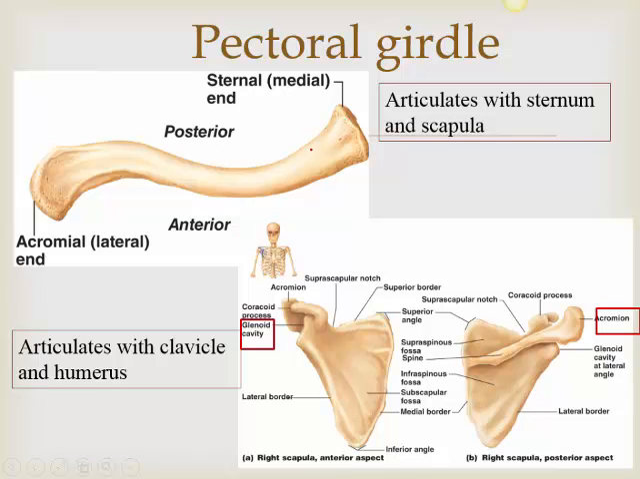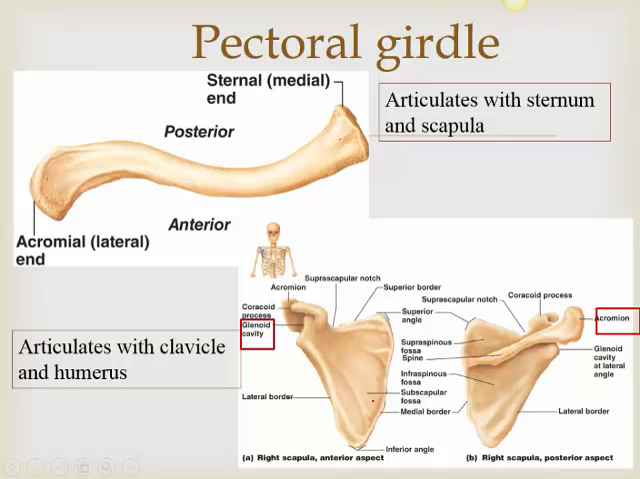Here is a picture of the clavicle, which, as I said earlier, articulates with the sternum medially and the scapula laterally. This lateral end where it articulates is called the acromial end, and it's flat. And medially it's a bit triangular.